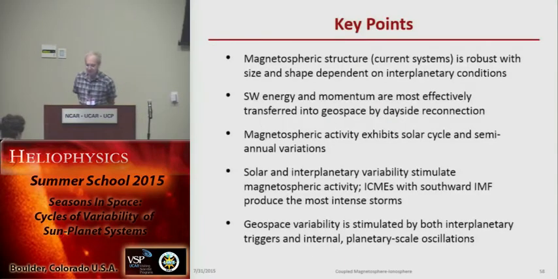Okay, last slide. Key points. Magnetospheric structure and current systems are robust. Some of the things I talked about early on, the shock, the magnetopause, the current systems we see, those are robust features, but there's a lot of variability in them. Energy and momentum are most effectively transferred from the solar wind to geospace by the reconnection process. There is a viscous interaction there. In the early days of magnetospheric physics, people thought it was the viscous interaction, Axford and Hines, until Dungey came along.